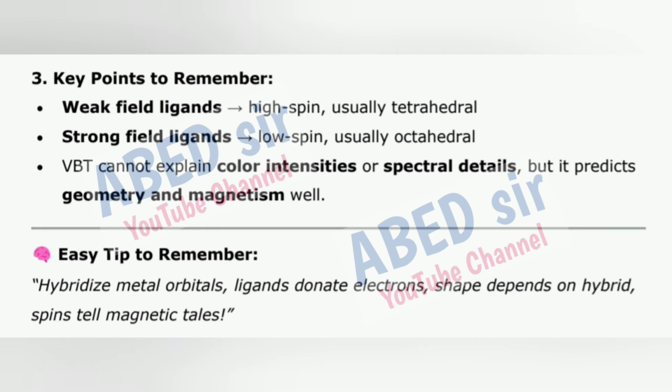3 key points to remember. Weak field ligands, high spin, usually tetrahedral. Strong field ligands, low spin, usually octahedral. VBT cannot explain color intensities or spectral details, but it predicts geometry and magnetism well. Easy tip to remember: hybridize metal orbitals, ligands donate electrons, shape depends on hybrid, spin-style magnetic tells.